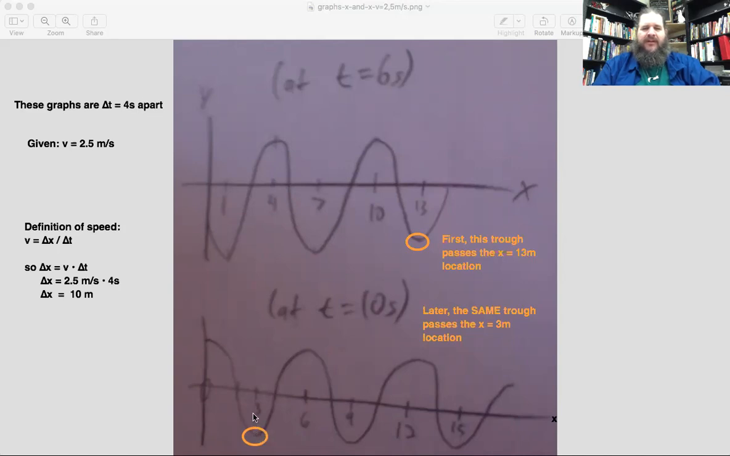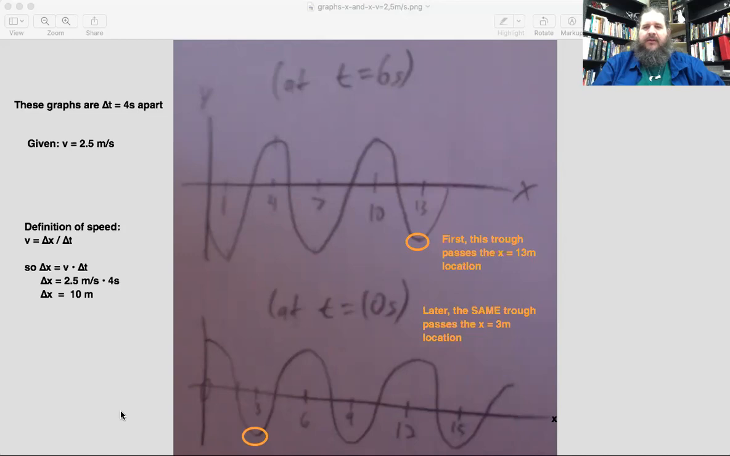Yeah, it has traveled to the left. Because if it starts at x equals 13 and then at a later time, it's now at x equals 3, that means as time passes, this trough's x value has decreased. The trough has moved in the negative x direction, the decreasing x direction. So that means that the whole wave is shifting in the negative x direction, which we would say is to the left. So this whole wave is on its way to the left.